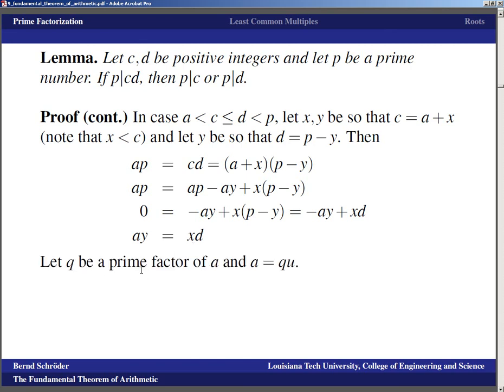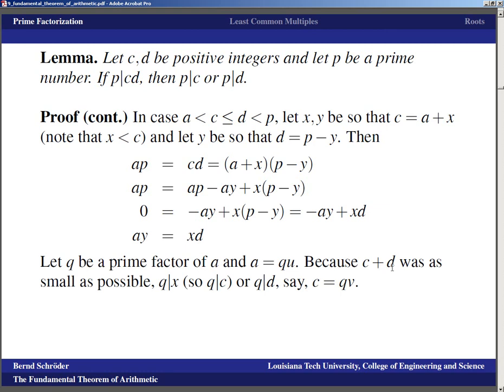But now we can choose q to be a prime factor of a, and that would mean that a is equal to q times u. And because c plus d was as small as possible, and x is smaller than c, that means x plus d is smaller than c plus d, which was as small as possible, so we would have that q divides x, because q divides a, and therefore it also divides x times d. So q divides x, which means q divides c, or q divides d.